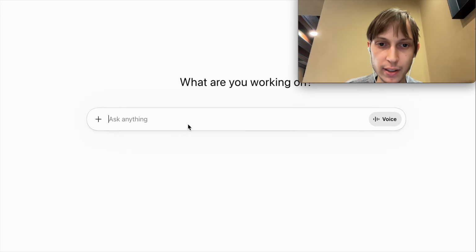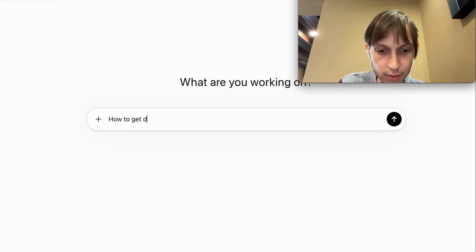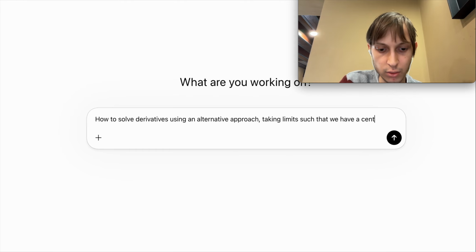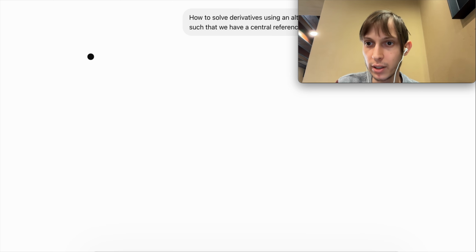So in this one, let's ask an interesting question, that is how to get or solve derivatives using an alternative approach, taking limits such that we have a central reference point. The exact wording of this question, let's see what it gives us. Might be interesting. Let it work.